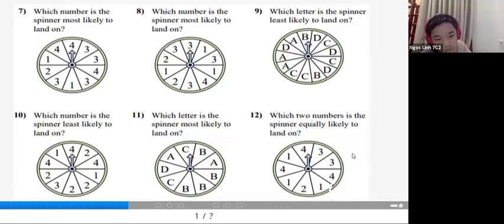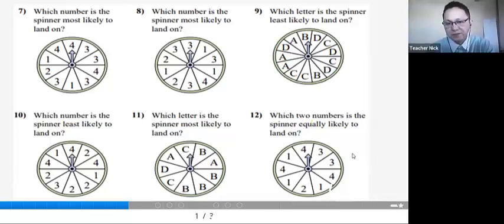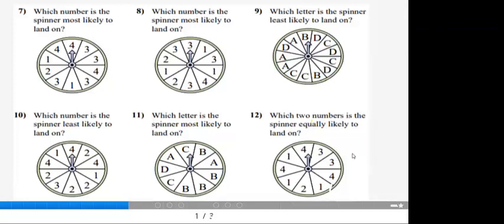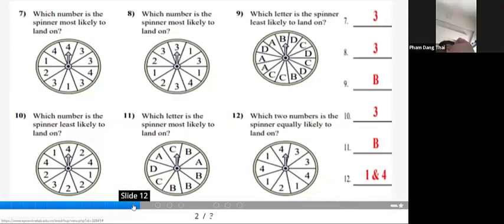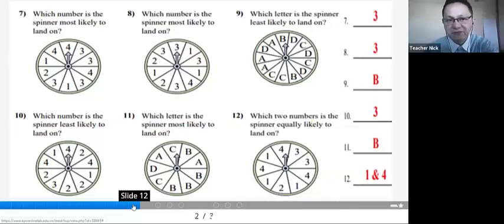How about 2? How many 2s? 1. How many 3s? 1. So the answer is 1 and 4. All right. That's the answer. So number 7, 3. Number 8, 3. Number 9, B. Number 10, 3. Number 11, B. Number 12, 1 and 4.